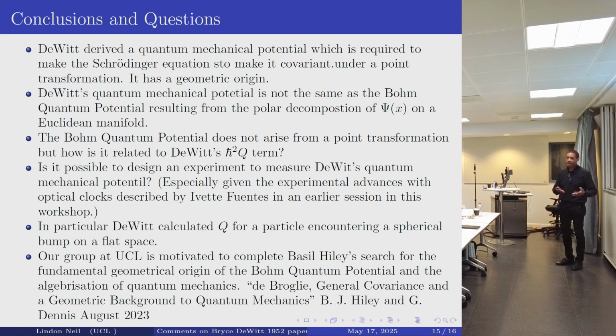Somehow, if there is a quantum potential that's related to geometry in terms of curvatures envisaged by manipulation of contracted Christoffel symbols, and that's the source of the quantum potential multiplied by h bar squared, where's the geometric origin for the quantum potential of Bohm? That's something that Basil has been searching for a very long time. And I'll refer to this paper, one of the last ones he's published, which I think you can get on the archive, which he did with Glenn Dennis: De Broglie, general covariance, the geometric background to quantum mechanics.